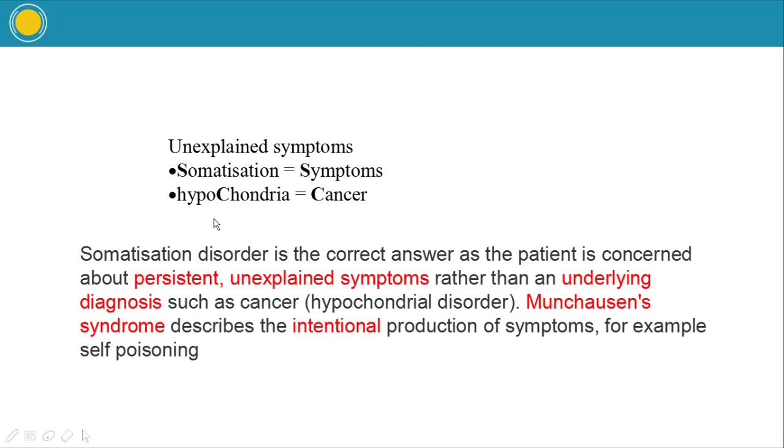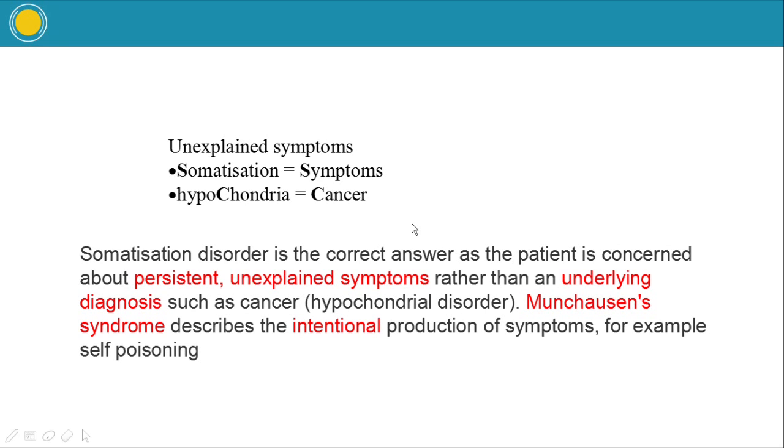To sum up, when we see unexplained symptoms, it should be somatization disorder. On the contrary, if there is an underlying diagnosis such as cancer and the patients are concerned about a very specific diagnosis, then it should be hypochondria. So the answer for this question is somatization disorder. Why? Because there are unexplained symptoms. The patient is concerned about persistent and unexplained symptoms rather than an underlying diagnosis like cancer.